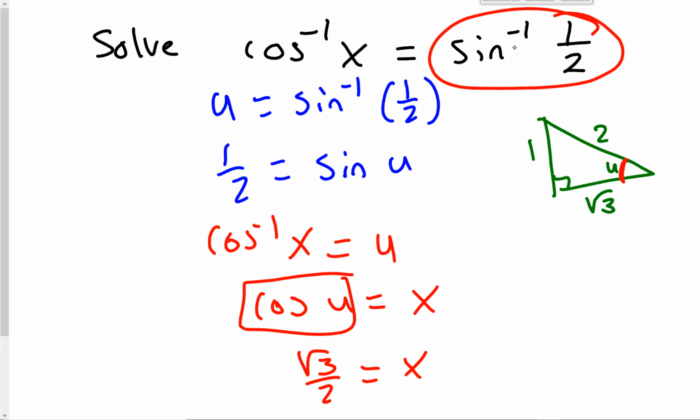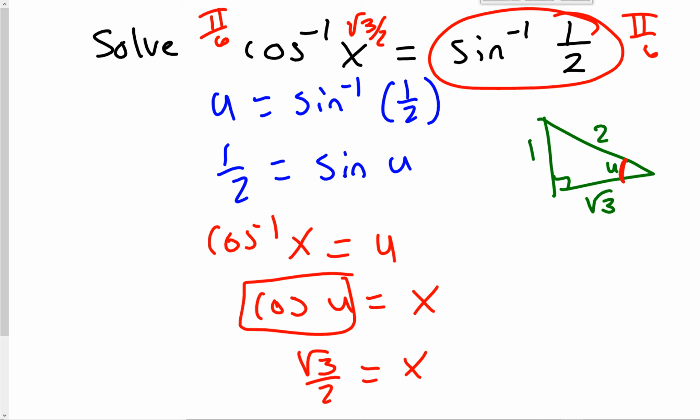And we can see that that's going to be true, right? What angle gives us 1/2? That would be pi 6th. And what gives us a root 3 over 2? Exactly pi 6th, right? So there you go.